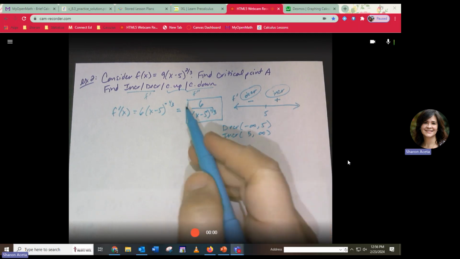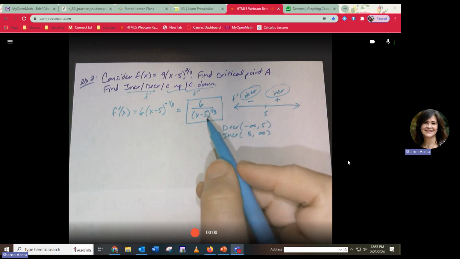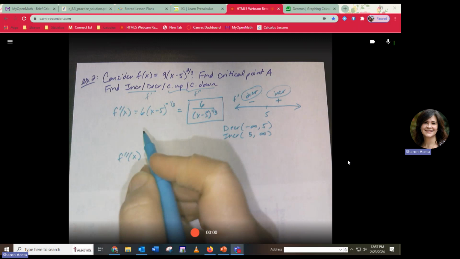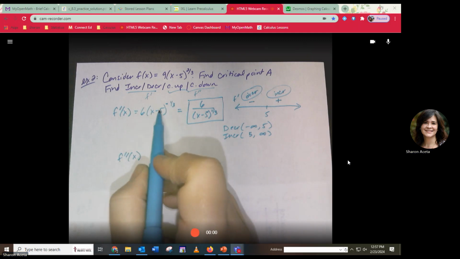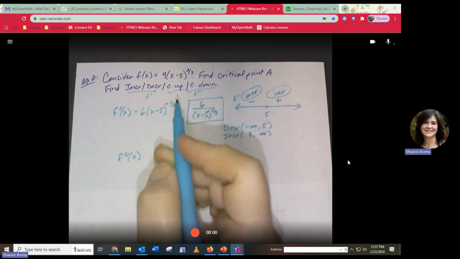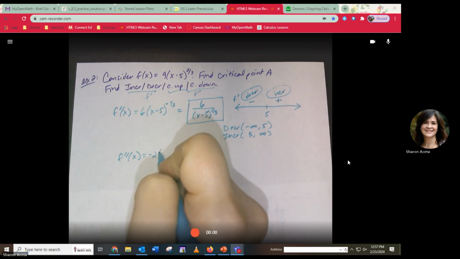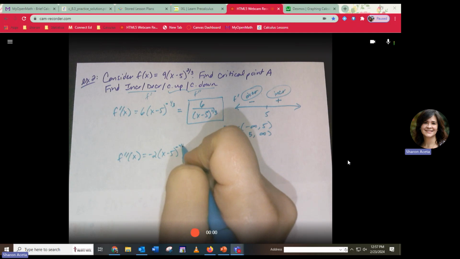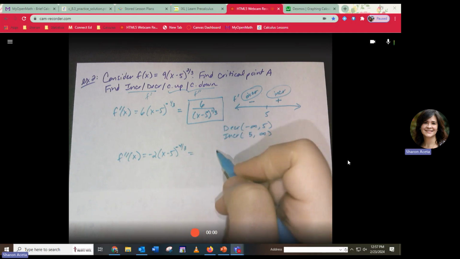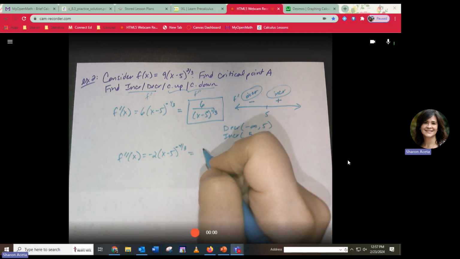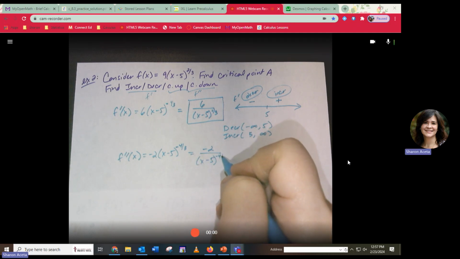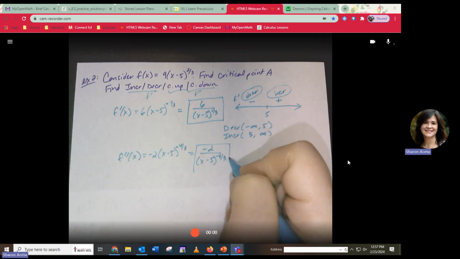All right, but to find out concavity, I have to do a second derivative. So I'm going to do a second derivative. I like to take it from up here. So 6 times negative 1/3 is negative 2. x minus 5 to the negative 4/3. And then rewrite that as a fraction, negative 2 over x minus 5 to the 4/3.